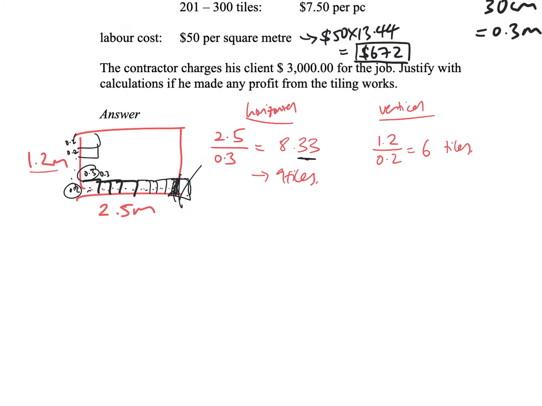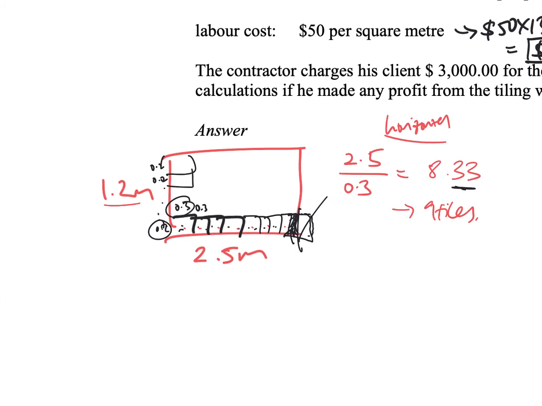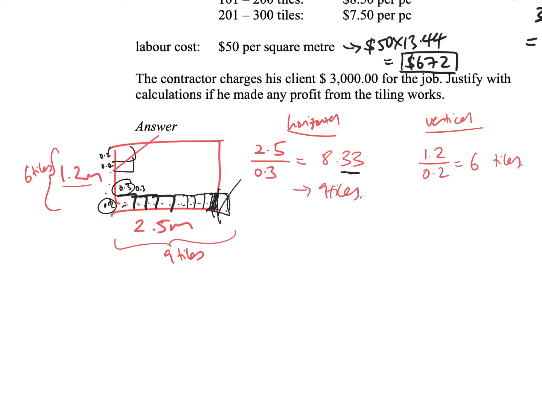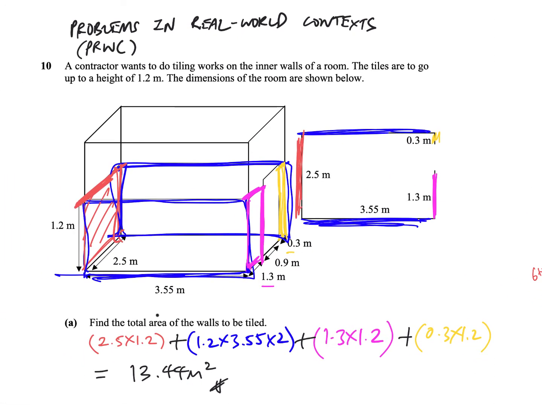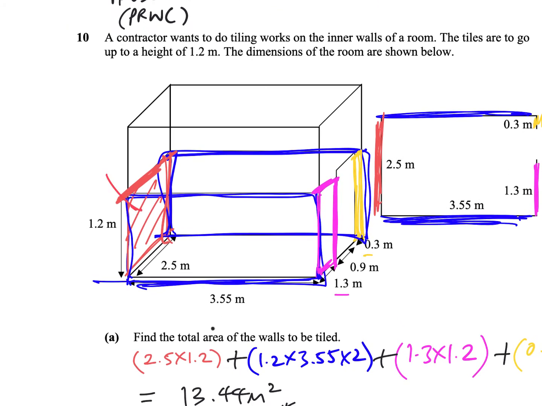Nice number. So over here, it just means I need 6 tiles to cover this whole height, and I need 9 tiles to cover this whole length. And so the total number of tiles to cover this entire area is basically 9 times 6, which finally gives me 54. Ta-da! That means for this side, I need 54 tiles to cover the whole wall.